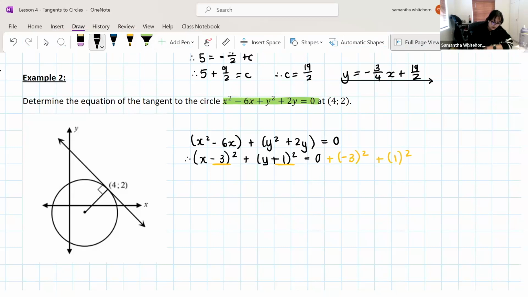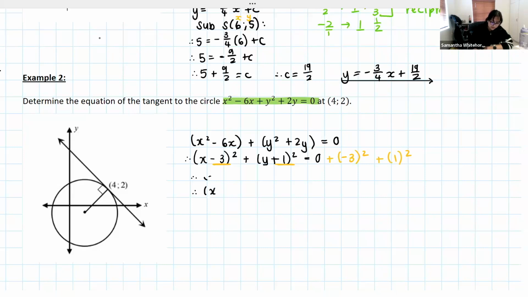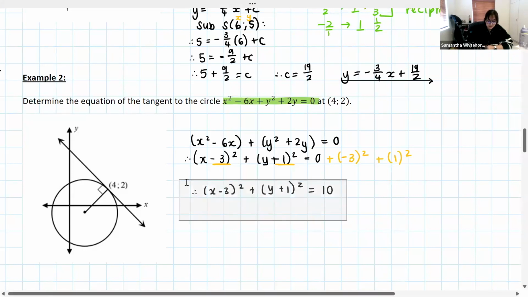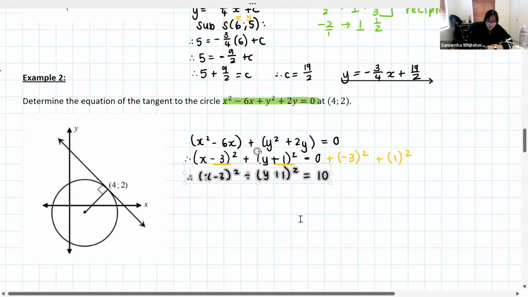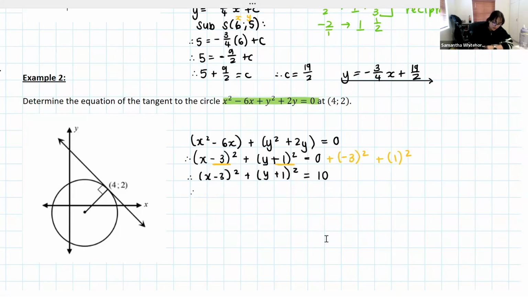Now that I've done that, x minus 3 squared plus y plus 1 squared is equal to 0 plus 9 plus 1, which is 10. Okay, so now we have both center and radius of my circle. I don't really care about the length of my radius in this context, but I do want to know what my center is. So the center of my circle is at positive 3, negative 1. Remember, the signs swap.